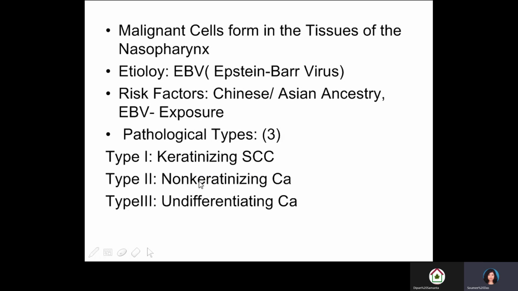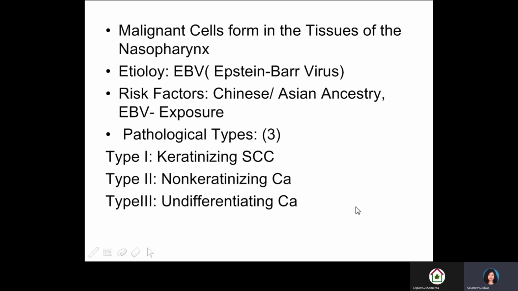Next one is non-keratinizing carcinoma. Here, the inner lining or epithelium of the nasopharynx would be replaced by malignant non-keratinizing epithelium. And the next one is undifferentiated carcinoma. Here, the nasopharyngeal lining would be replaced by undifferentiated cells. The cells would not have any particular structure or function, which is why they are known as undifferentiated cells. So these are the basic histopathological types of NPC.